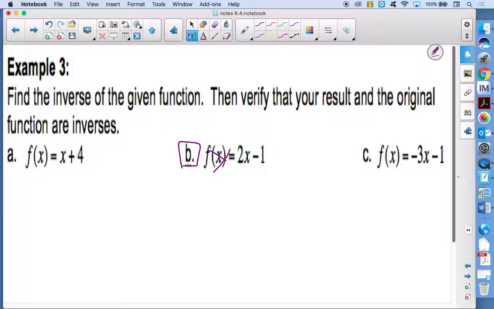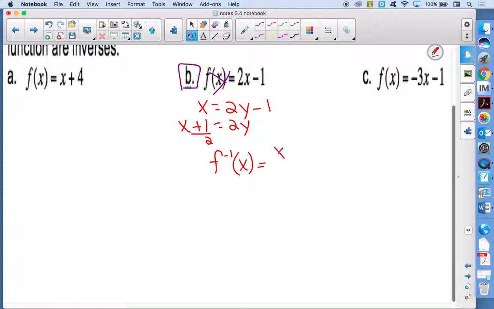And then Donnie, what do we do to find an inverse after you make it in y equals? You make it x equals 2y minus 1. Good. And then? And then plus 1 on the other side. Good. Divided by 2. So the inverse, we added 1, so it's x plus 1. And we divided by 2. So here's the inverse.